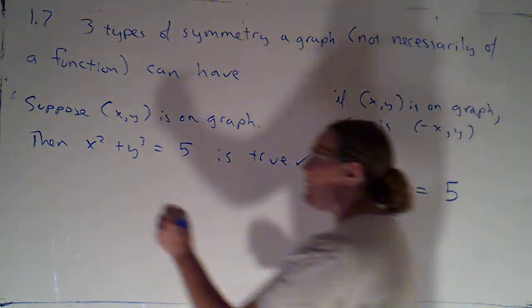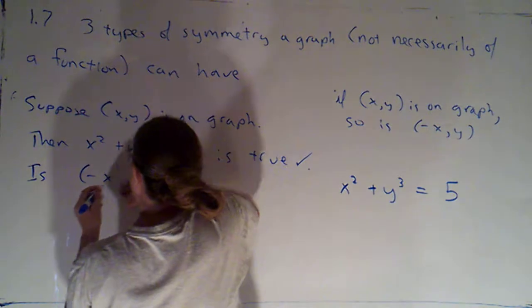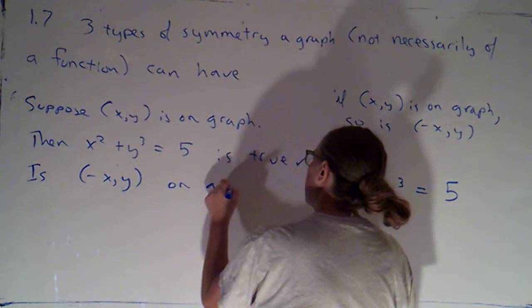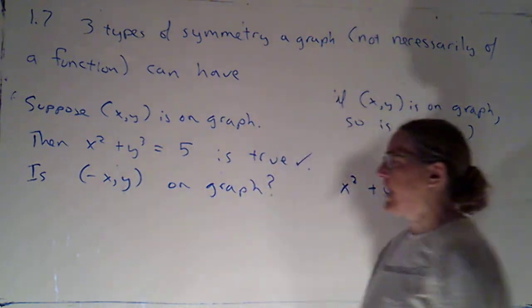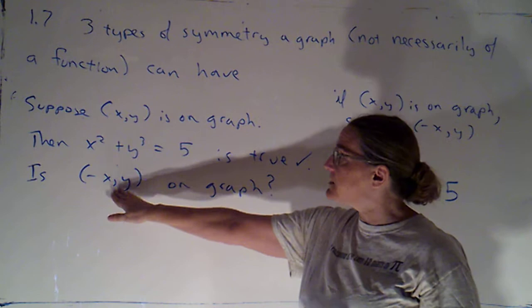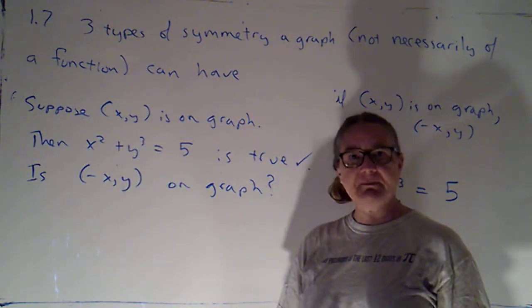All right, so now I want to ask, is the mirror image point that has the opposite x value but the same y value on the graph? Well, what I'm going to do is I'm going to plug this in. So I'm going to replace all the x's in my equation with the opposite of x.